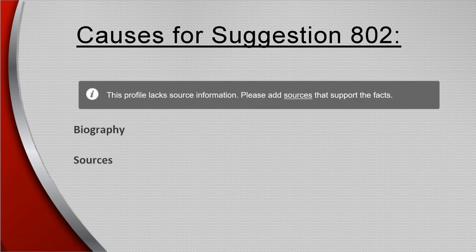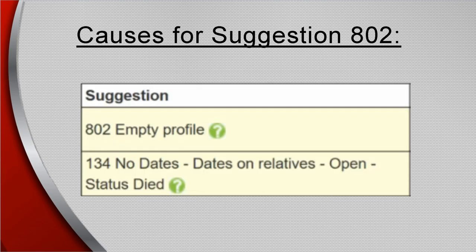Suggestion 802 is caused when there is nothing in the profile. There should at least be the biography and sources headings with the unsourced template at the top. The suggestion for an empty profile is usually accompanied by one of the suggestions for no dates. So it would be best if we looked for sources rather than simply added the headings.